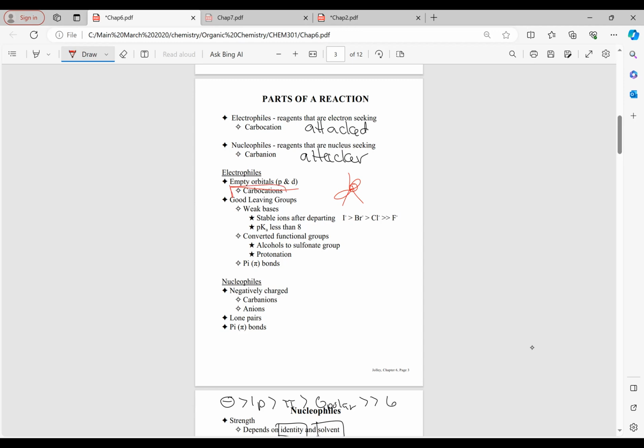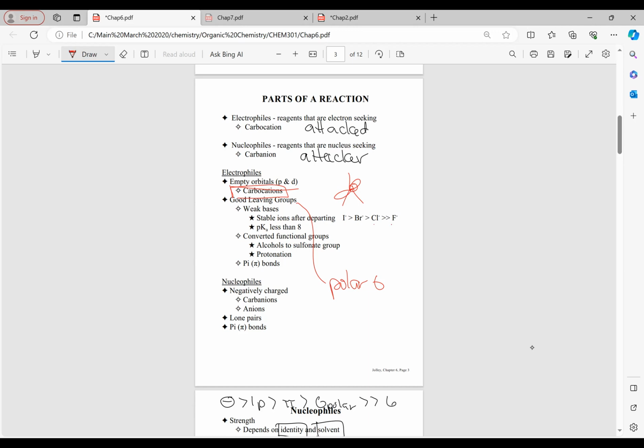So carbocations. Anything with a really good leaving group or a polar sigma bond that can be kicked off also wouldn't mind being attacked. Weak bases have to be stable after departing. The good leaving groups are I minus, Br minus, Cl minus, F minus, something that will come off. It's polar enough to be broken, and when it pops off, it's stable enough to float around by itself.